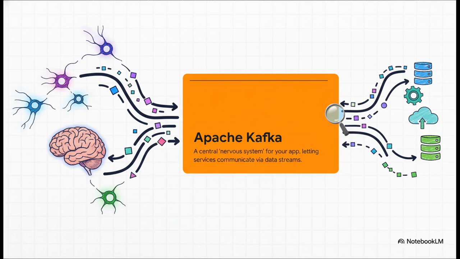Think of it like a central nervous system for your entire application. Instead of services yelling directly at each other, they just send a message or an event to Kafka. Then, other services can listen to Kafka for the messages they care about. It completely separates them, which makes the whole system incredibly tough and easy to scale.